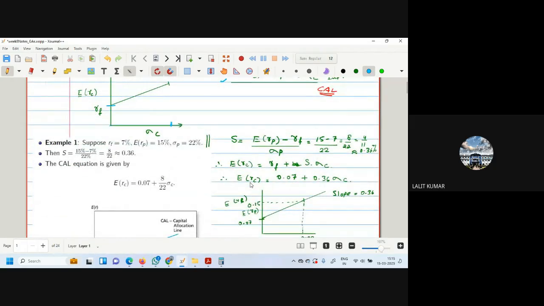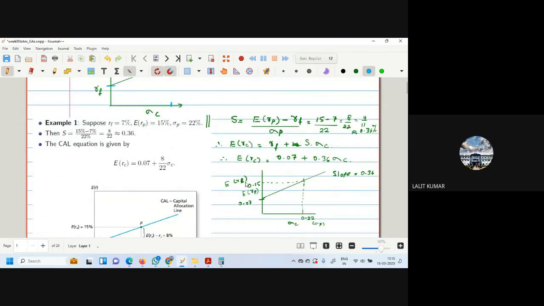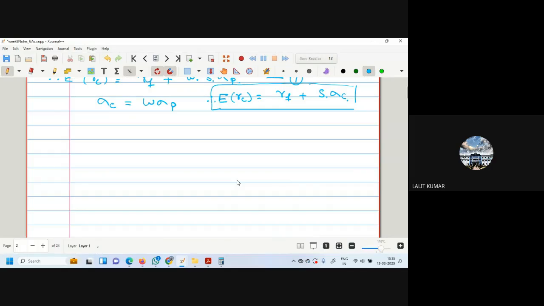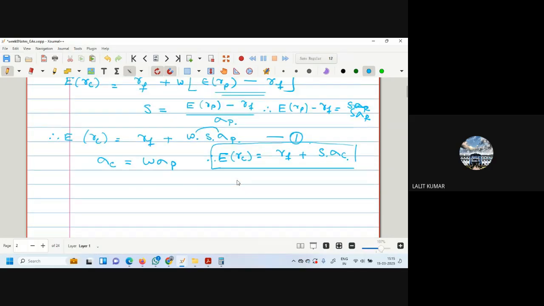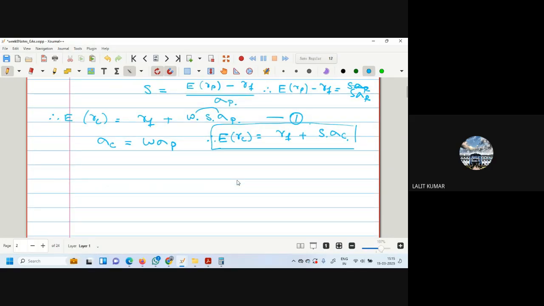So you can be asked to formulate a calculation, so we should be ready to find it. Now, in this case, I have to find, for example, W star. I can find W star from this equation. This will become E of RC minus RF divided by S into sigma P.